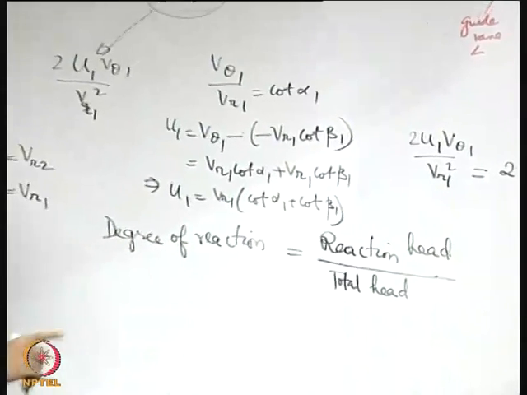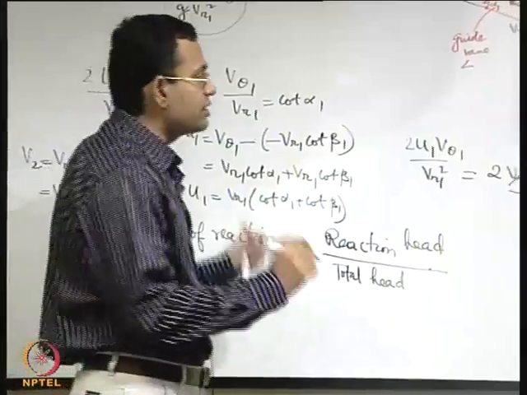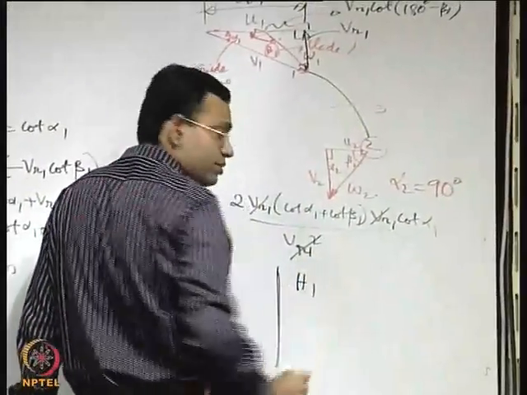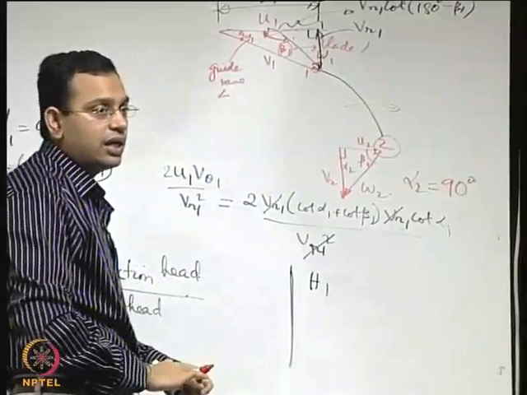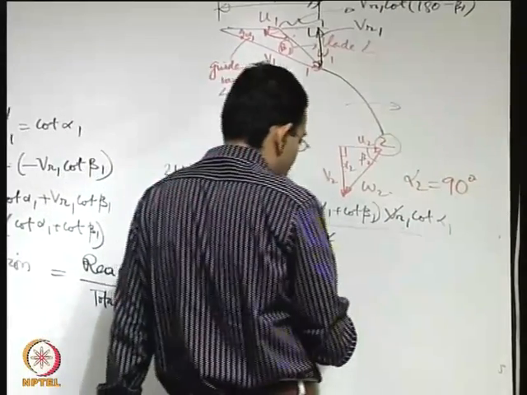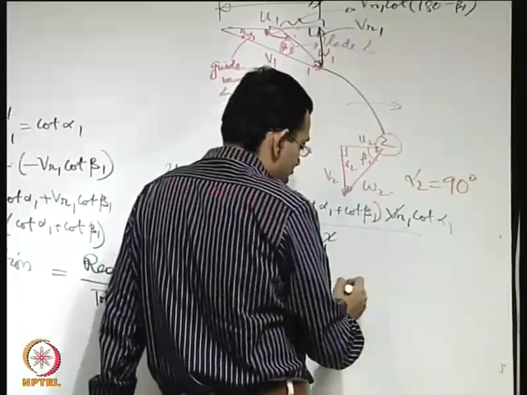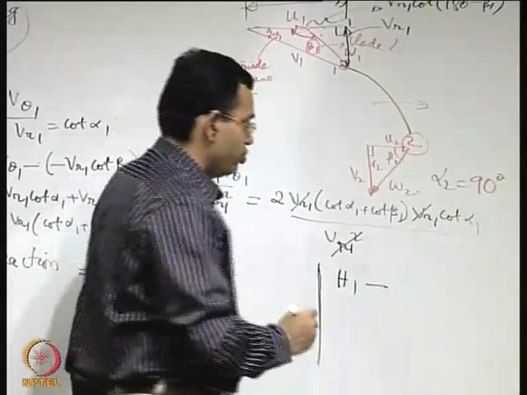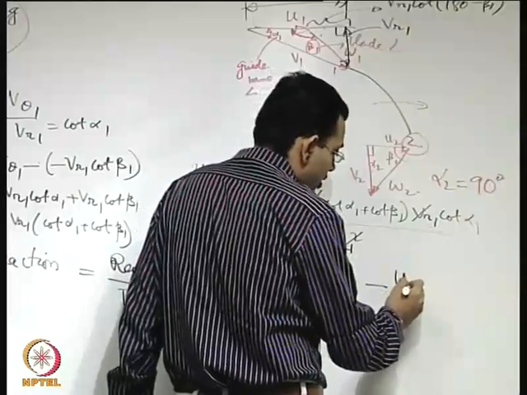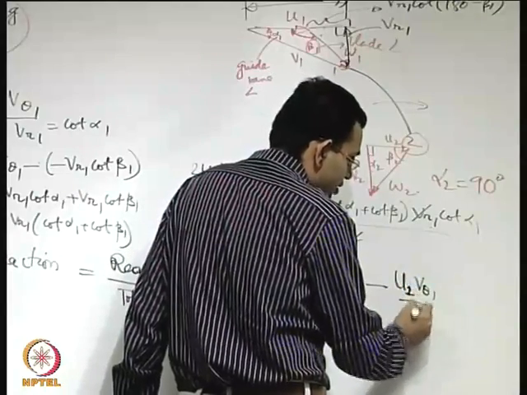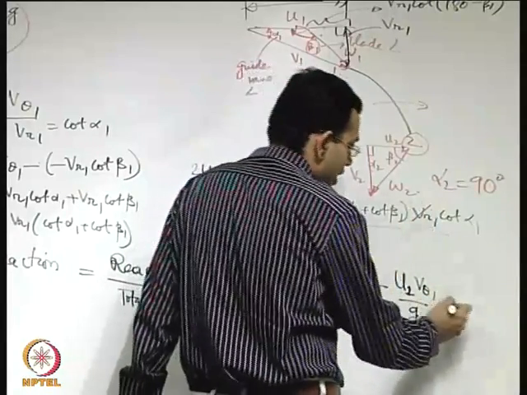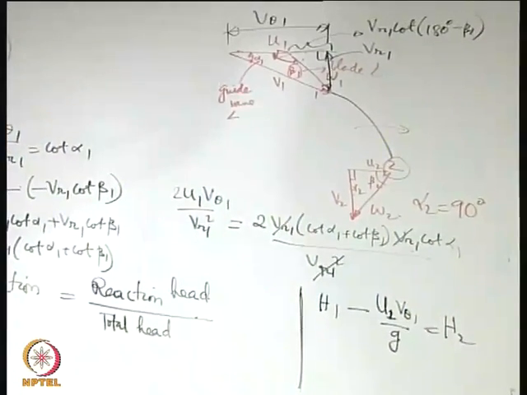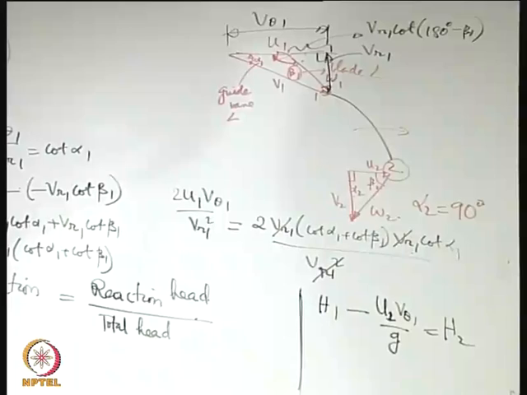So, when you consider the total head, what can you say? Grossly, you have the head at 1 as H1. If you consider the head at 2 as H2, then what is the difference between these two? Head at 1, H1, some head is taken from that to do useful work. That is U1 V theta 1 by g, neglecting the V theta 2, and that is nothing but the H2. So, fluid comes out at 2 with a lower head.